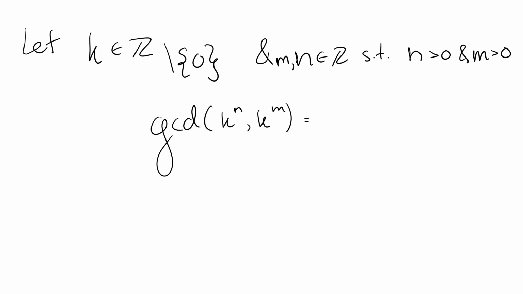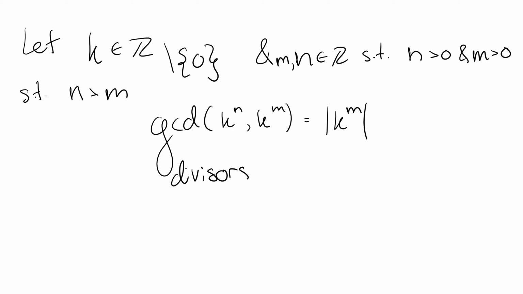Okay. Well, we don't know. Sorry. Let's say such that N is bigger than M. How about that? Then it's going to be absolute value of K to the N. Oops, K to the M. Oh yeah. Because, so, all right.